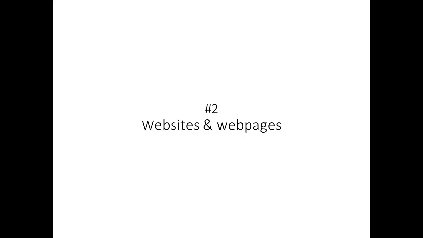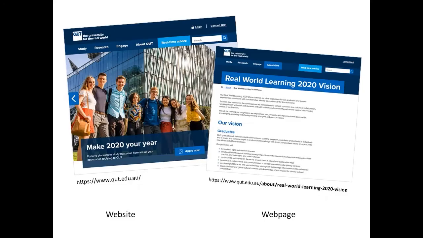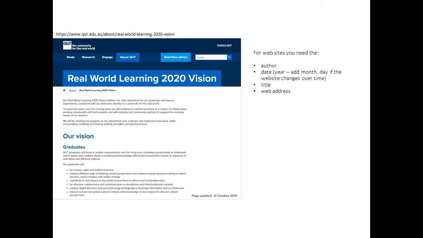Now websites and web pages. A website is the home page, for example, qut.edu.au. A web page is a page that is hosted from the website. For websites and web pages, you need to include an author, date, and title, plus the web address.